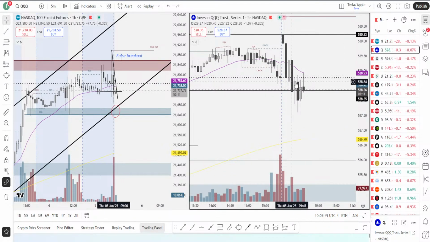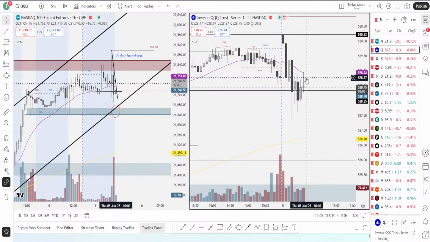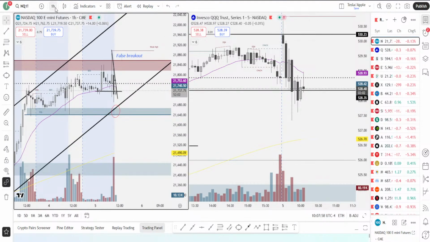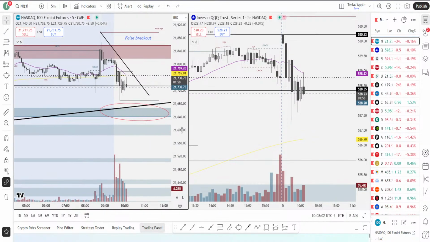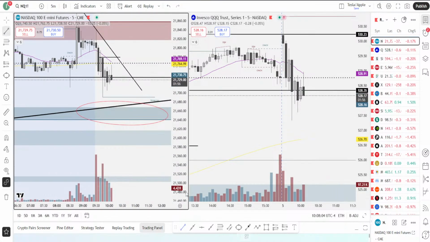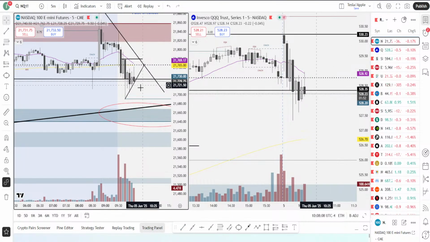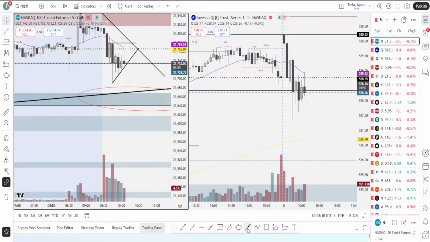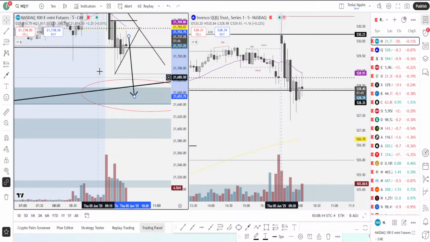Price is still holding below the EMA here, and still holding below previous day close. This could be a push to this area of demand here, possibly.